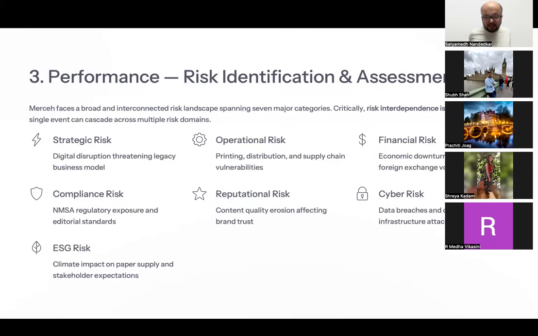Then the company will have to come up with, and it will have to classify the risk into different categories. And of course, the risk interdependence is quite high. One event, say one small digital disruption, could have financial impact, operational impact, reputational impact, compliance related impact. So these are the seven categories within which we can basically split our risk. Okay. Have a look at this once.